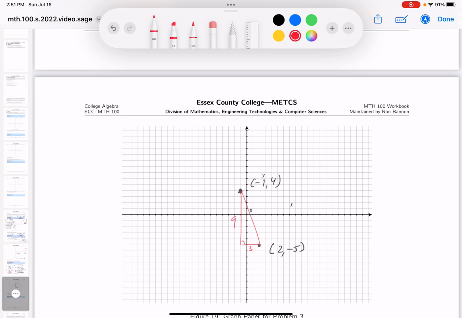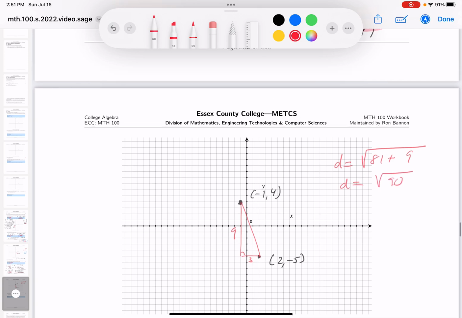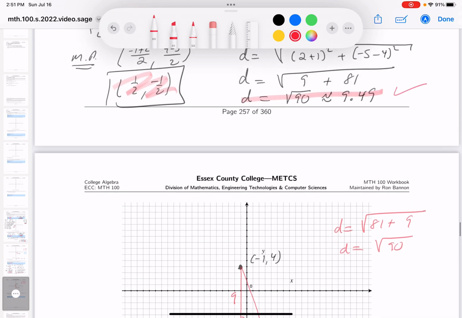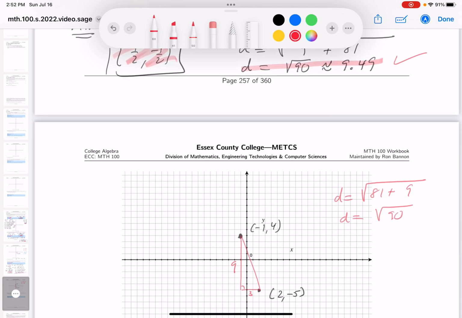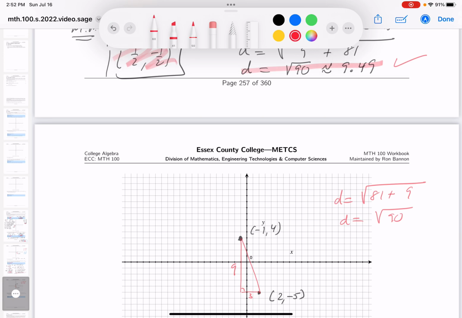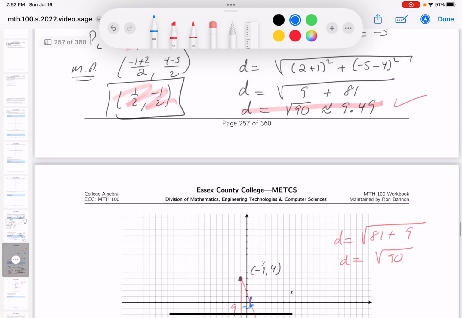Pythagorean theorem, distance. 9 squared is 81, and 3 squared is 9. What do you get there? You get root 90. Again, if you want to approximate that using a calculator, you can. But the bottom line is we're getting the same thing. Now, looking at the picture, for the midpoint I'm just looking at the x's between those two points, somewhere over here, and the y value midpoint somewhere over here. So the midpoint's over here, ballparking it. Yeah, it's in line with what we believe.